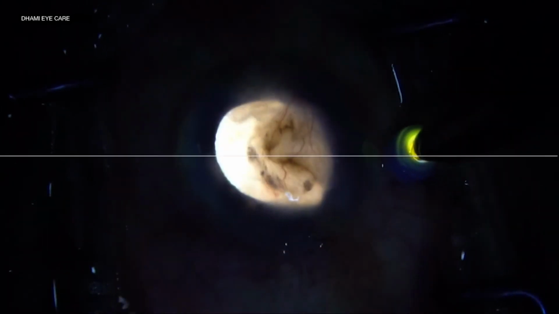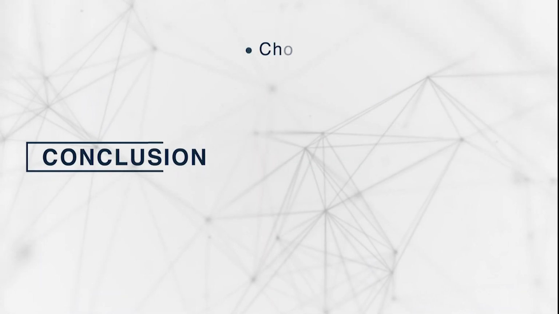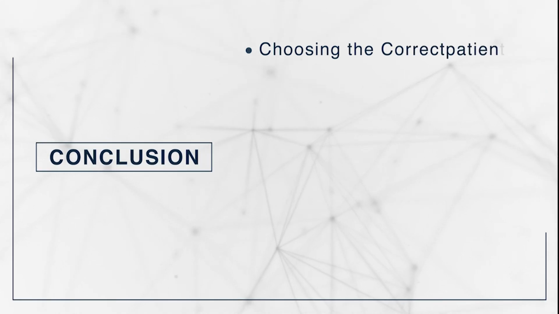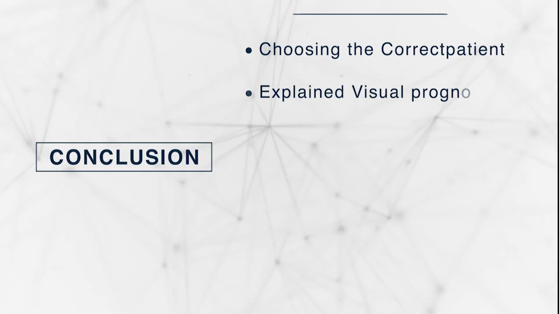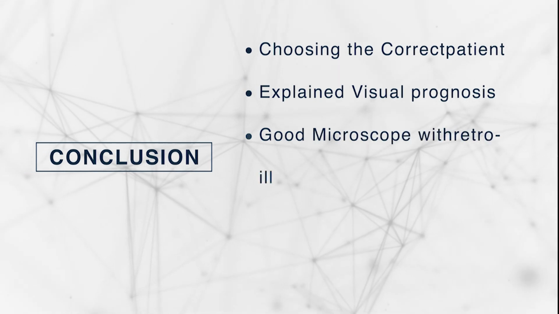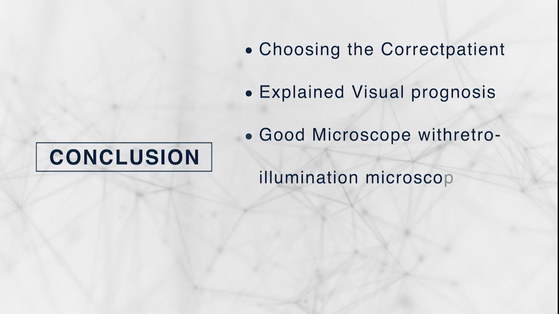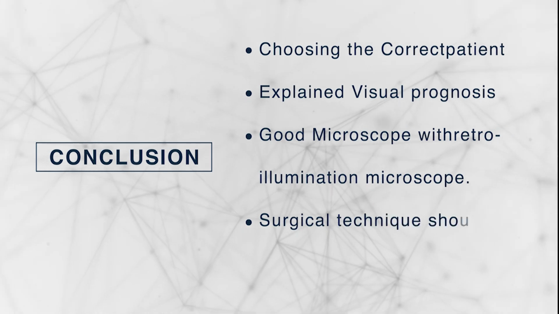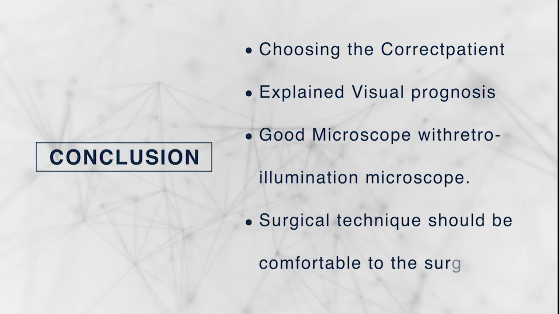In conclusion, case selection is extremely important, with a well-explained visual prognosis to the patient. A good microscope with retroillumination eases intraoperative surgical manipulation. In the end, the surgical technique should be the one that's most comfortable to the surgeon.